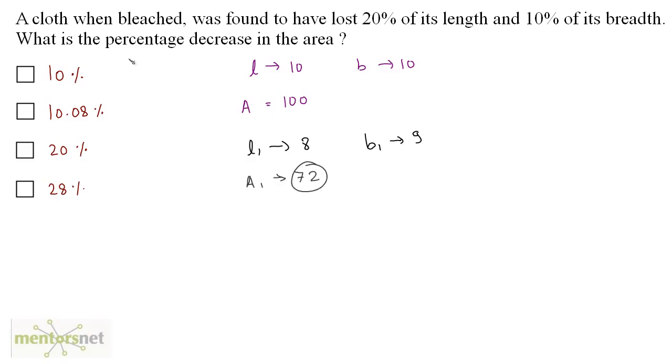Now we have been asked what is the percentage decrease in the area. So the old area was 100%, new area is 72%, right? So 100 minus 72 is 28%. So the percentage decrease in the area is 28%. So option D is the correct answer.